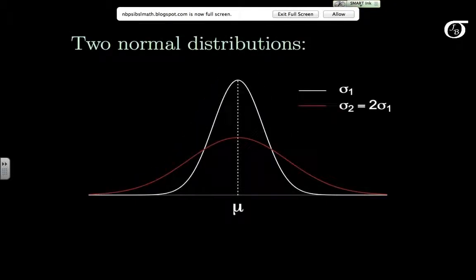Here's another plot to give us a little perspective on what sigma represents. This red line represents a normal distribution with a standard deviation of sigma 2, and this white curve represents a normal distribution with a standard deviation of sigma 1. But sigma 2 is double sigma 1, so the standard deviation of the red curve is double the standard deviation of the white curve. We can see that when the standard deviation is greater, there is more area in the tails and a lower peak.